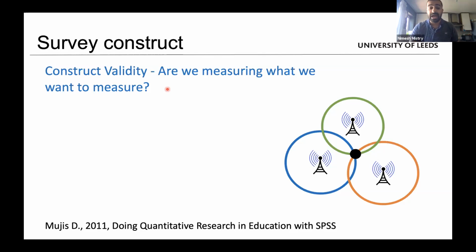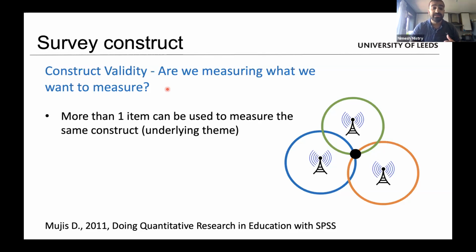And so having multiple items that are similar or related to one another is a useful technique to use in survey design, because it can add to the validity that you are measuring what you want to measure. So for example, as I mentioned before, I really enjoy chemistry, strongly agree. I love chemistry, strongly agree. I hate chemistry, strongly disagree.